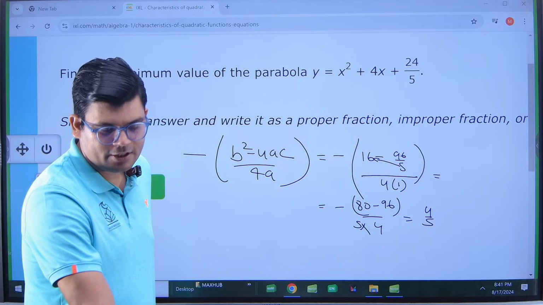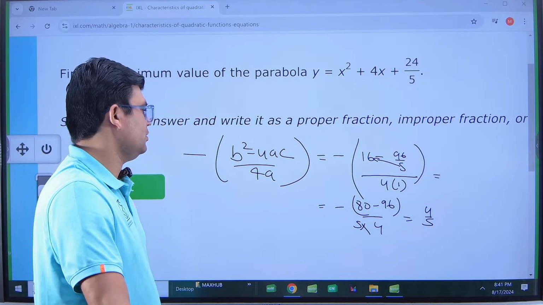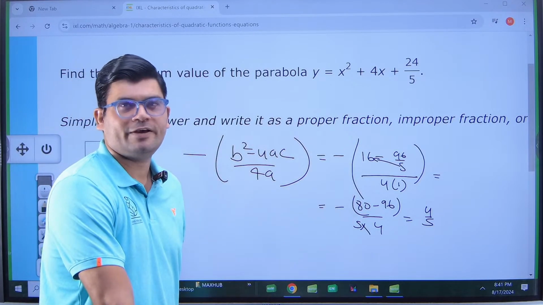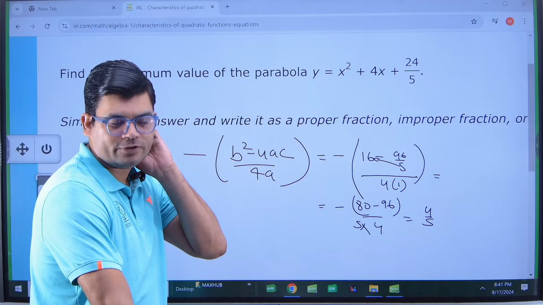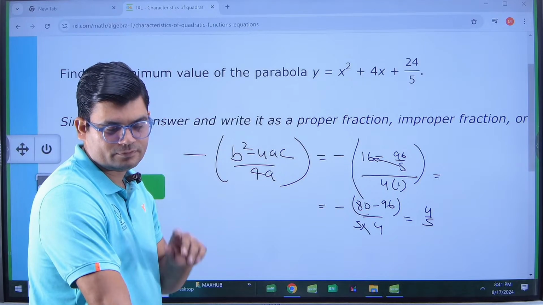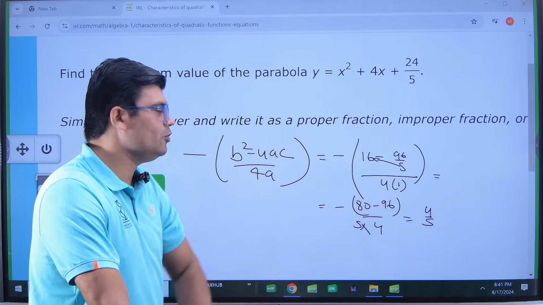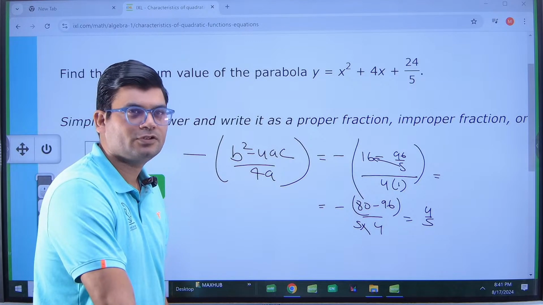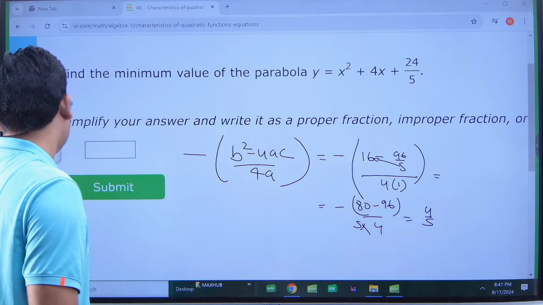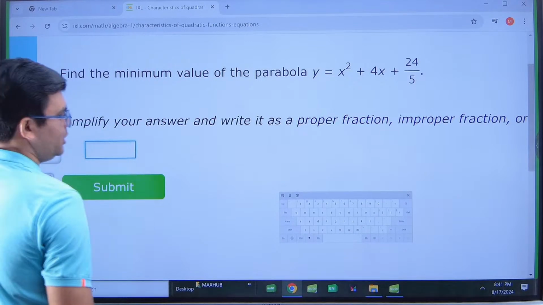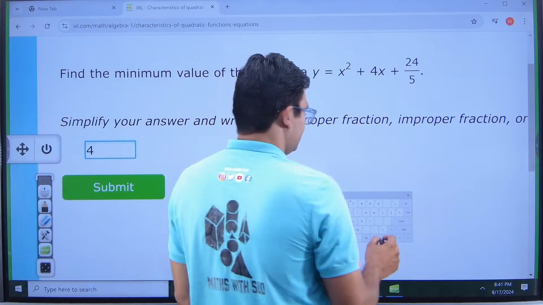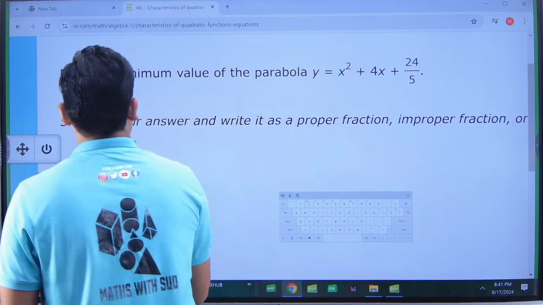Hi Shivangi. So I got the value as 4 by 5. You let me know your own value. I got the value as 4 by 5. You also got the same value? Okay, so let's put it up. So 4 divided by 5.